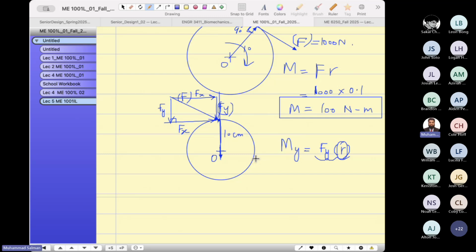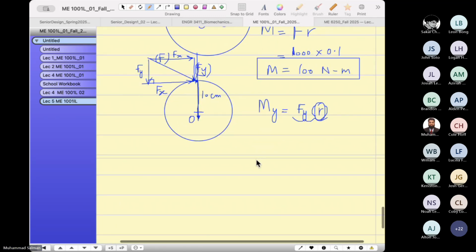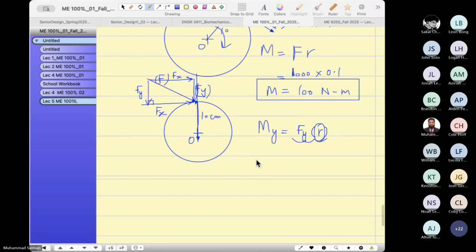Let me explain to you. If this is a body, and the external force is acting right above the axis of rotation, do you see any perpendicular distance? No. So R is 0. Yeah, good job, Hosea is correct. So that's what I was looking for. So for Fy, R is 0. That's why there is 0 moment about the y-axis.